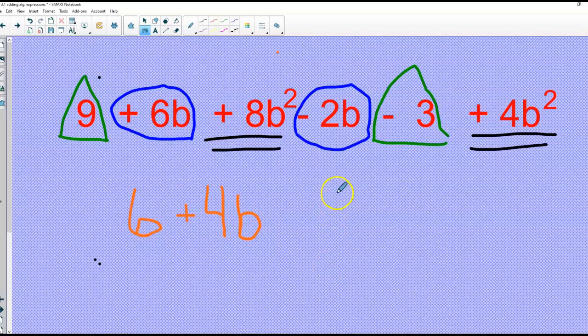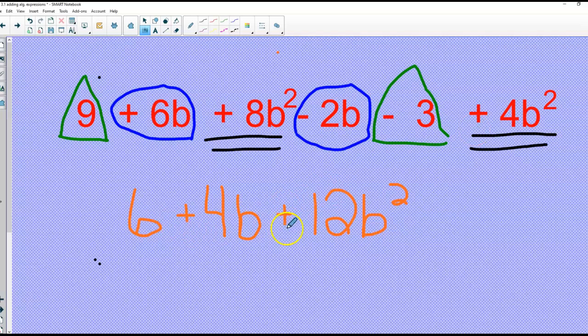Finally, I'm going to go to my ones that I underlined, the b's to the second power. 8b plus 4b. Sign says to add here. So 8 plus 4 is 12. And I'm just going to bring down the b to the second power. And again, when I added, it was a positive number, so you have to have a plus sign in here.